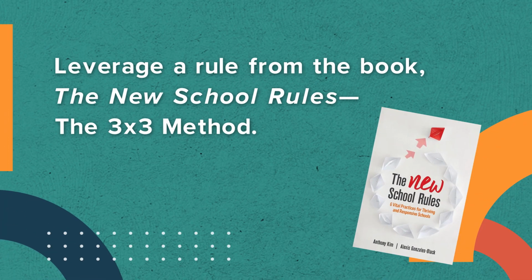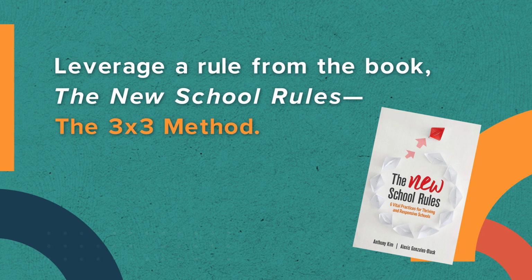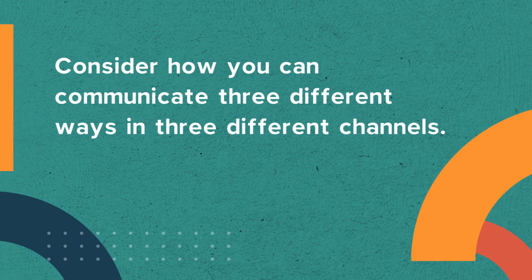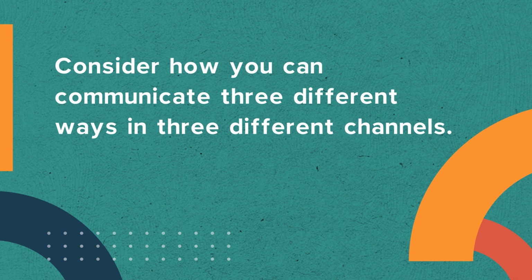Leverage a rule from the book, The New School Rules for Communication, the 3x3 method. Consider how you can communicate 3 different ways in 3 different channels. For example, a report or presentation to the Board of Trustees could also be posted on your website and shared at the next parent or staff meeting. Try writing 3 different summaries and sending a targeted message out to the group. Consider publishing raw data, summarized data, and super summarized talking points so that you can hit audiences across multiple engagement levels. This helps to build trust and helps to ensure that the results are seen.